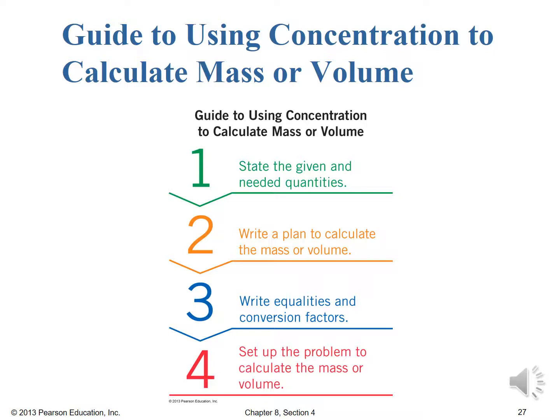Okay, so moving back to our guide now, we can have our guide to using concentration to calculate mass or volume. So first, as usual, we're going to state the given and needed quantities. Then we'll write a plan to calculate the mass or the volume, whatever's relevant based on the particular question. Finally, we'll write the equalities and the conversion factors, those items we just discussed, and we'll figure out how to represent them correctly to get them to cancel. And finally, we'll set up the problem to calculate the mass or the volume, whichever is requested in the given question. All right, so let's go ahead and practice this with a learning check.